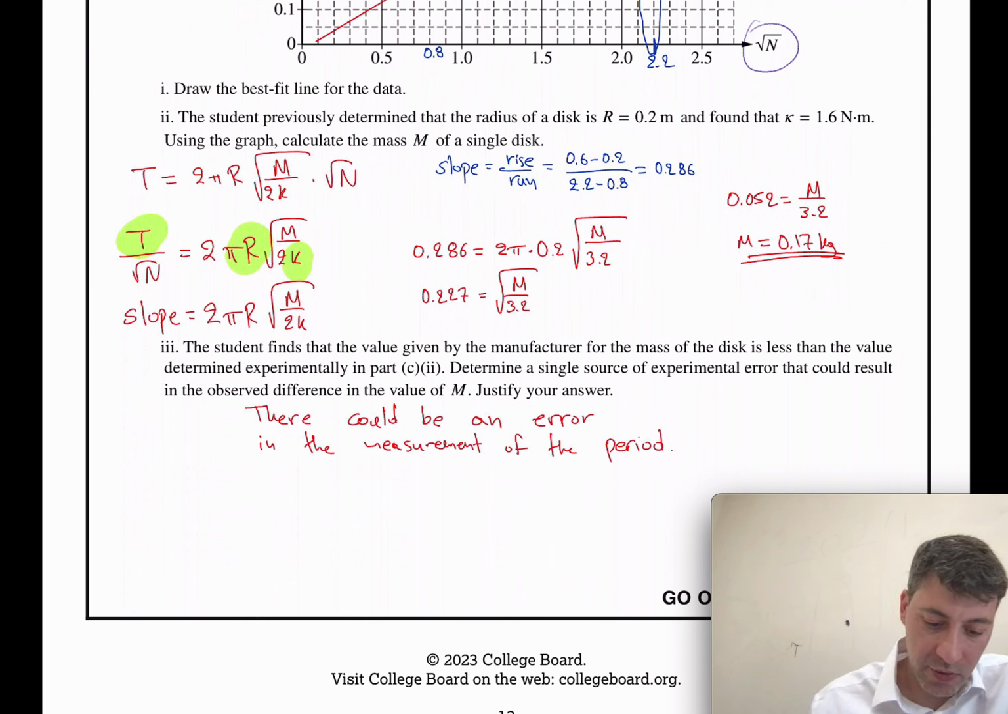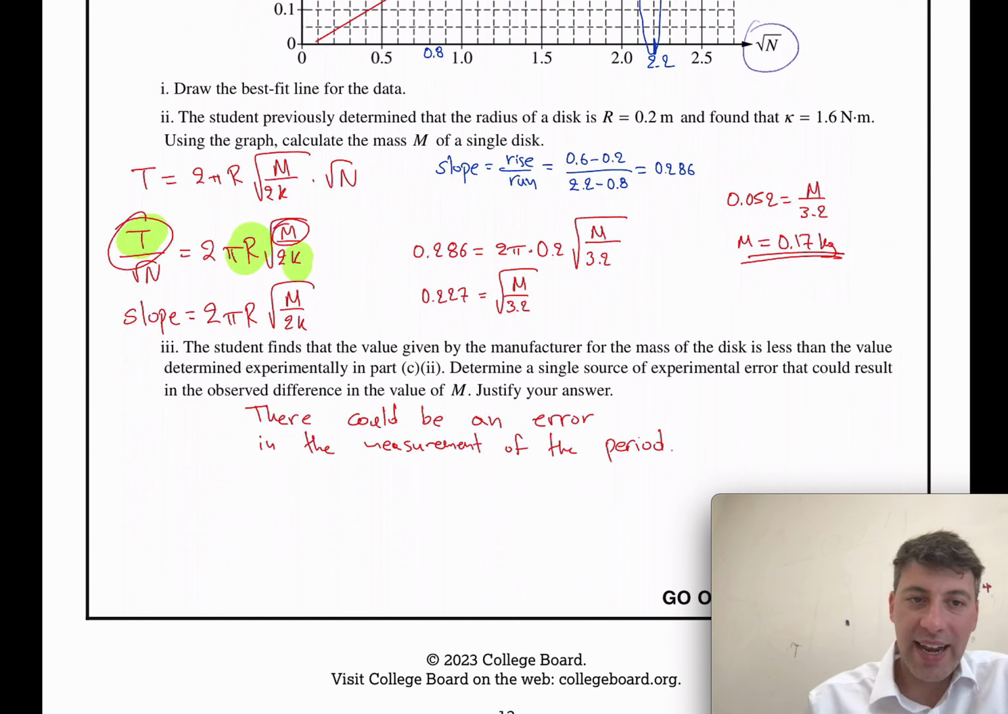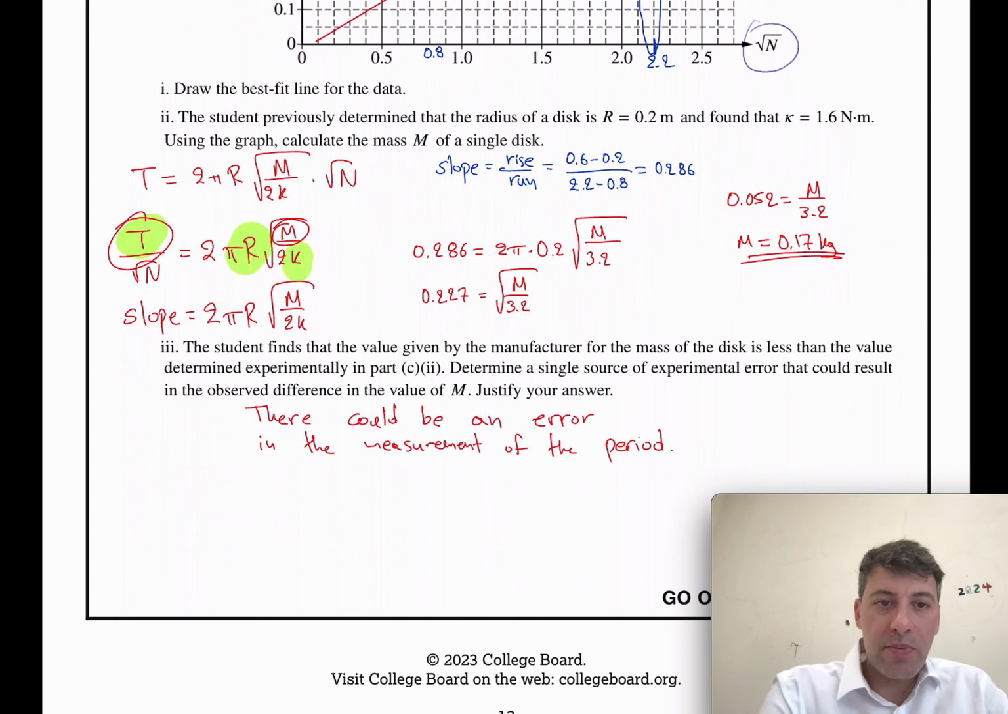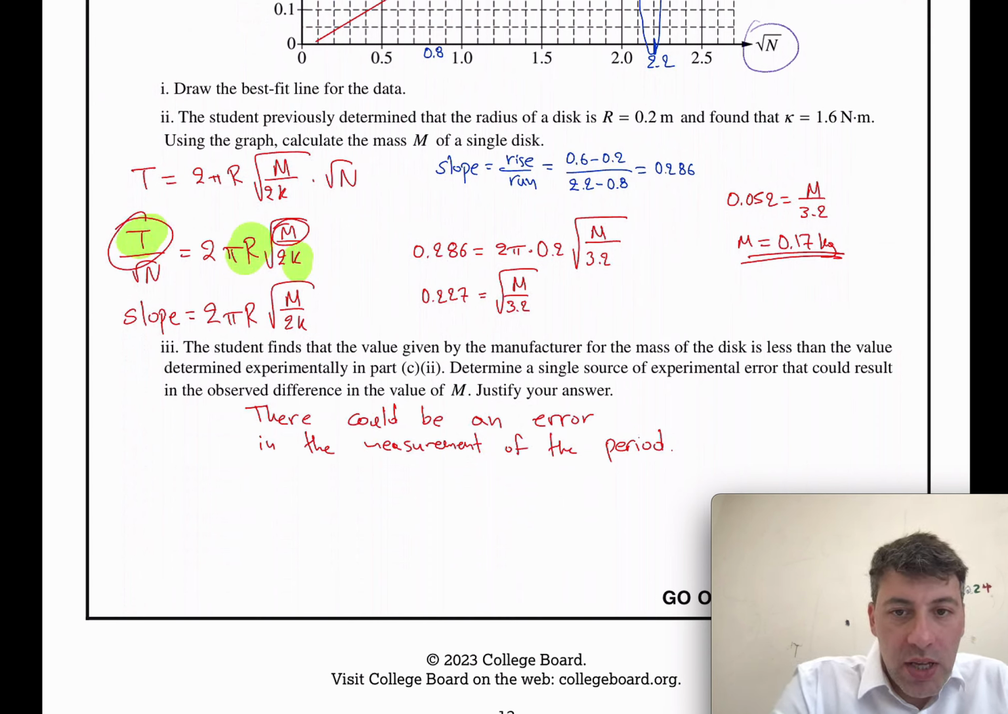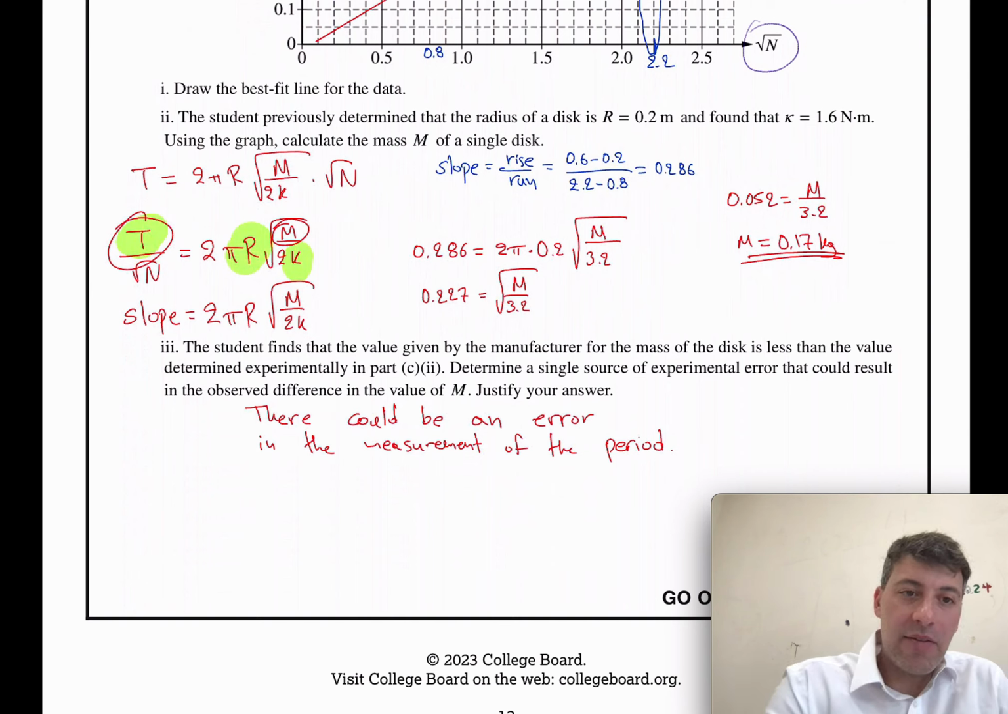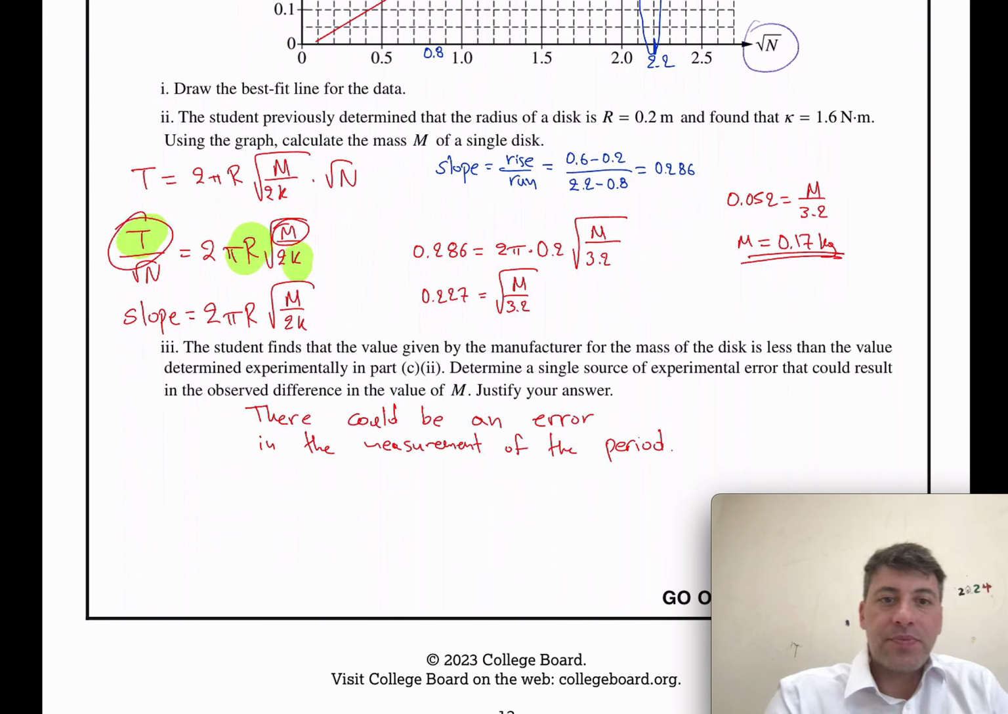Indeed, we can see that the period and the mass are proportional, not directly proportional, not linearly proportional, but proportional. So if we measure a greater period than the real value, then the mass will have a greater value than the real value, and in this case the mass of the disk is less than the value that is determined by the experiment.